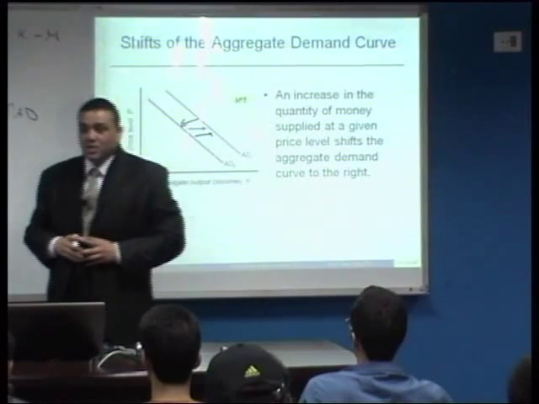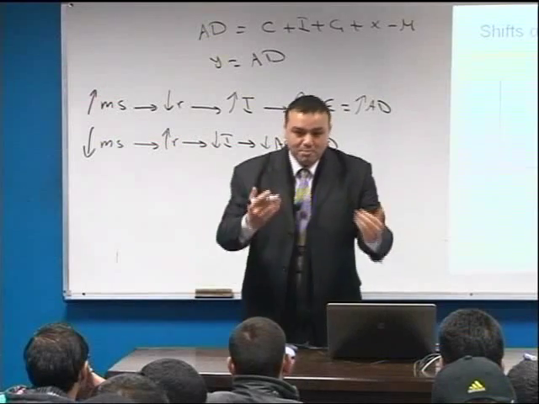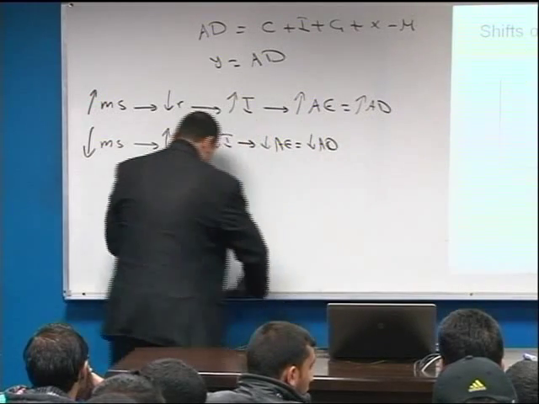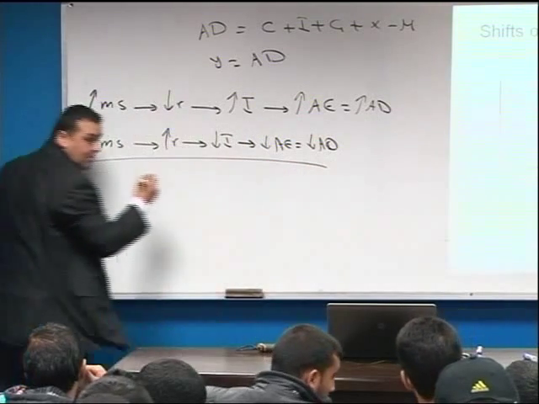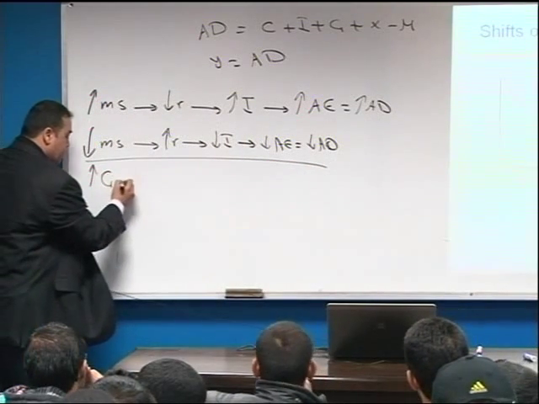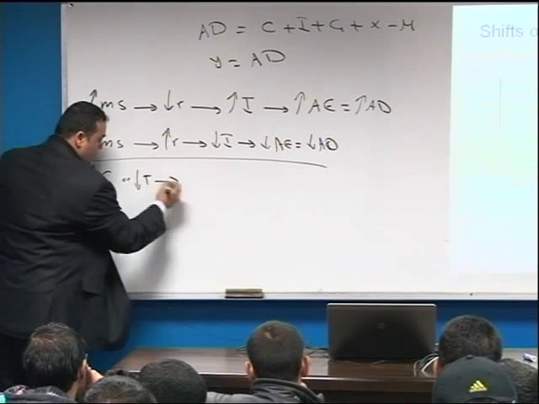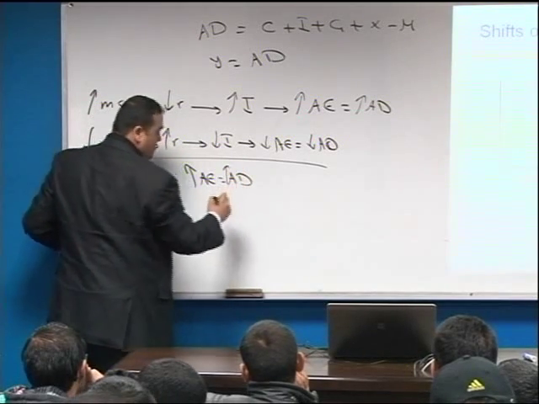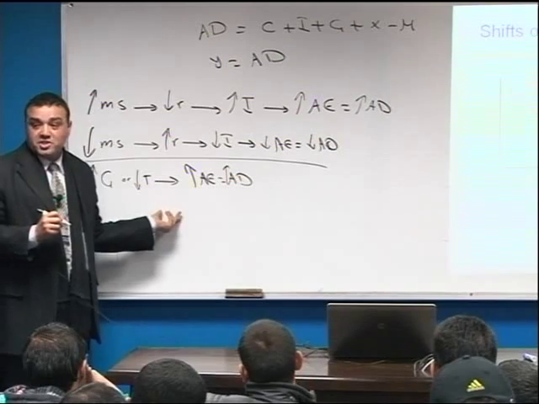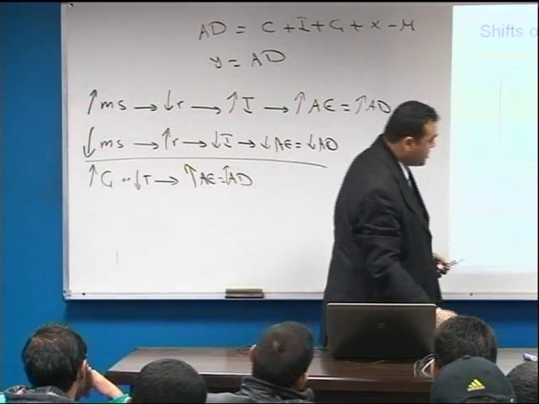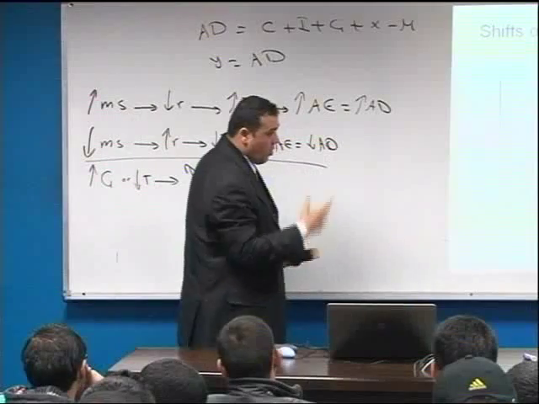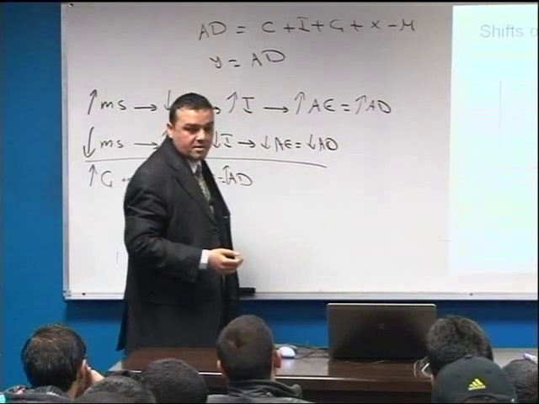Suppose that the government used an expansionary fiscal policy. What would happen to the aggregate demand curve? So let's use an expansionary fiscal policy by increasing the government spending or decreasing the taxes. This leads to increasing aggregate expenditure or aggregate demand. So there is a rightward shift in the aggregate demand curve, which is illustrated here. An increase in the purchases of the government or a decrease in the net taxes shifts the aggregate demand curve to the right.